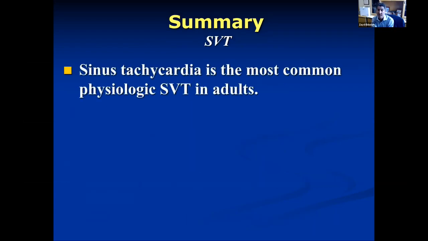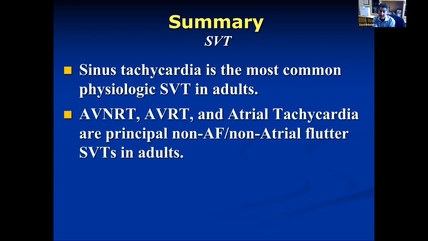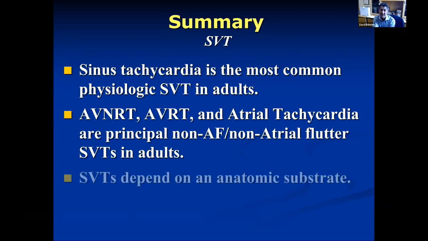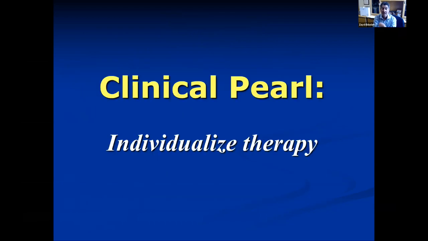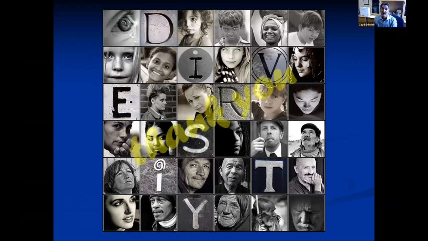SVTs that are not fib or flutter, sinus tach is the most common. It's a physiologic rhythm. AVRT and atrial tachycardia are the principal three non-AFib, non-flutter SVTs in adults. SVTs, like all arrhythmias, depend on an anatomic substrate, and catheter ablation, when applied to that substrate, can cure pathologic SVT. And I'm going to close with a very important reminder to think about humans as being very diverse, not just in physical appearance, but in physiology and in structure on the inside, and genetics, and constellation of other conditions. We have to treat every individual as an individual. That's our mission.